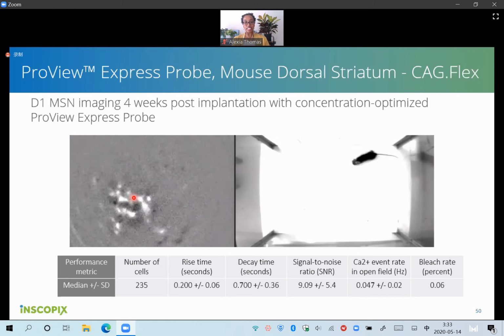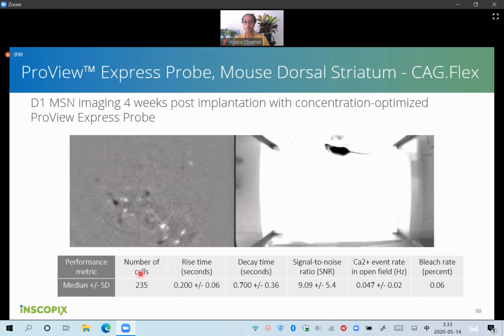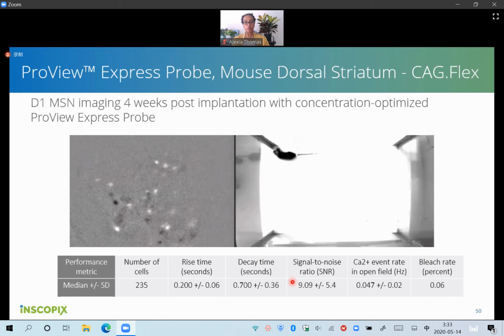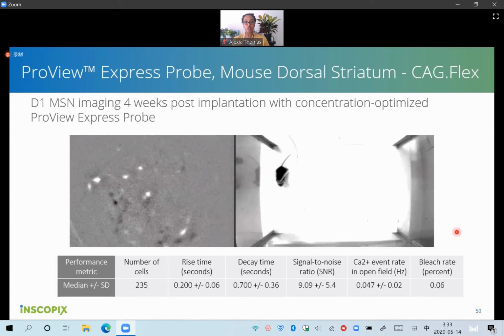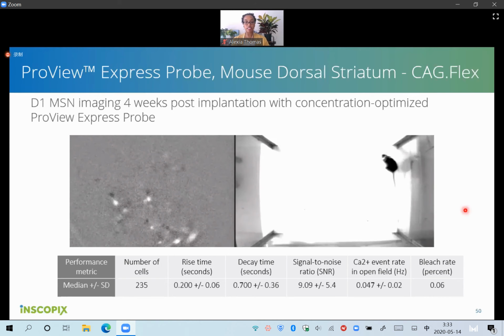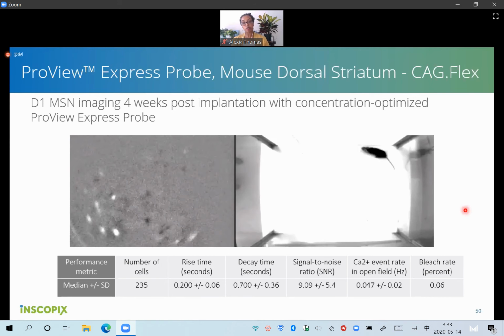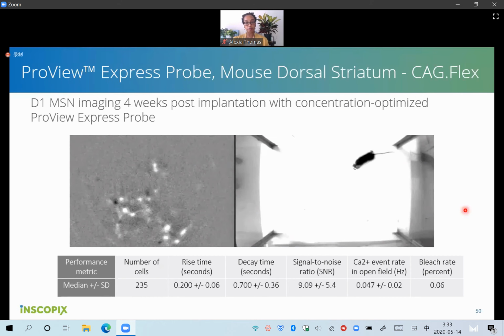Like the other data, we do provide you the cell number and kinetics and overall other information that you would be most interested in, to ensure your work is also consistent and you can actually make some sense out of the kind of data you're getting out of these expressed probes.